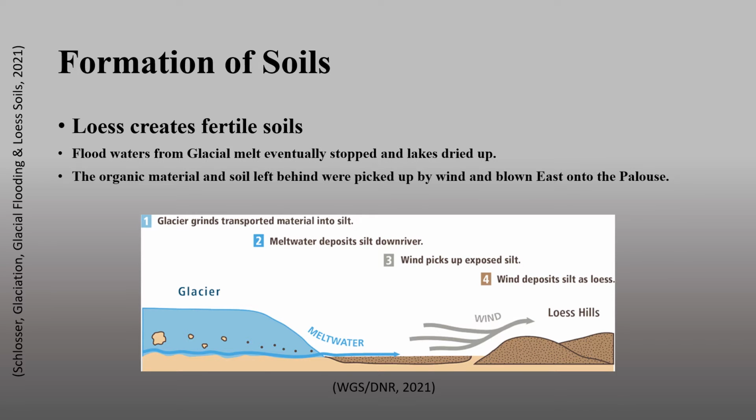This left lots of topsoil and debris, including organic material, to pile up in large quantities. The soil was then picked up by strong winds and blown to the east of areas like Wallula Gap, where Glacial Lake Lewis formed, and blown onto the Palouse, where it created a loess soil that in some places today is 20 feet deep.